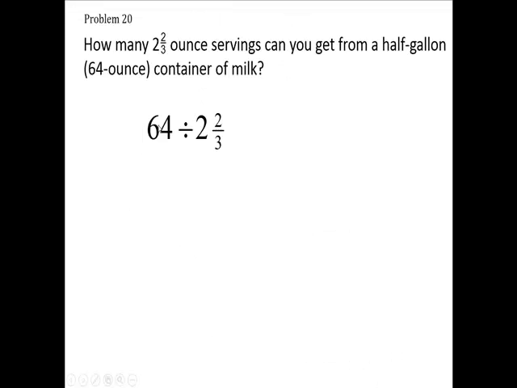Now 64, if you write it as a fraction, it's 64 over 1. We have our division sign. This written as a fraction, what's 2 times 3? 6 plus 2. We keep the 3, but the top gives you 6 plus 2 is 8.